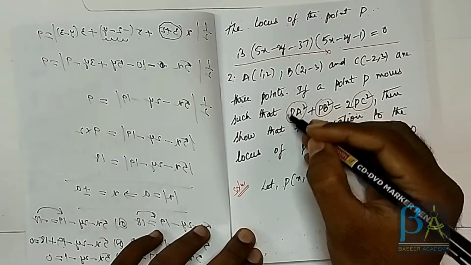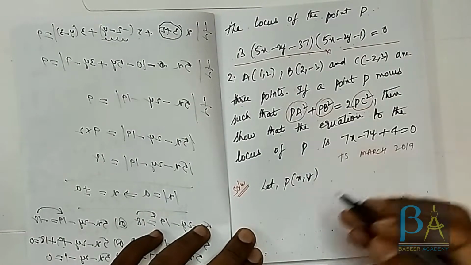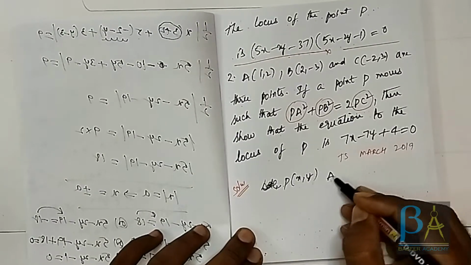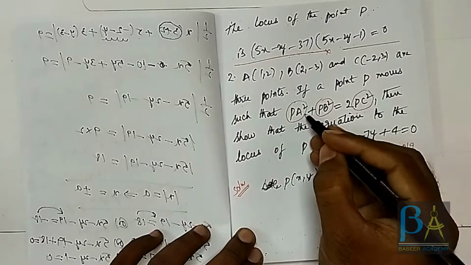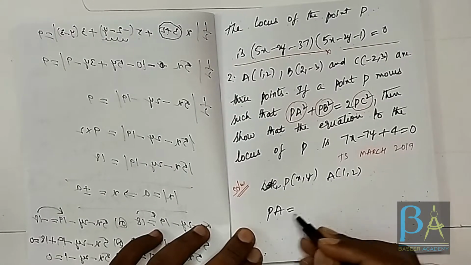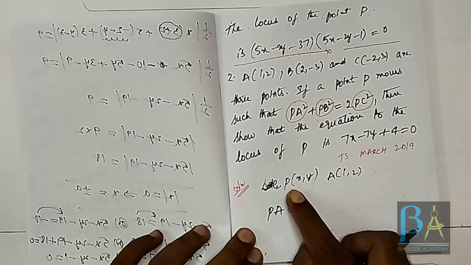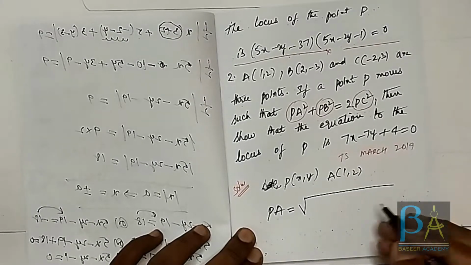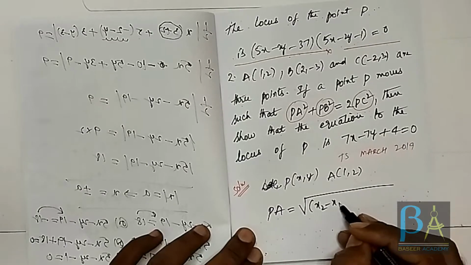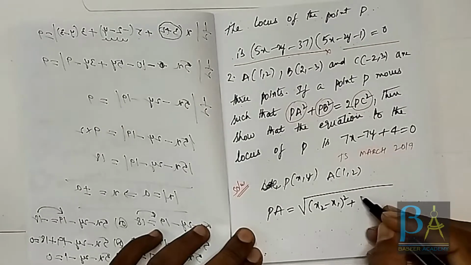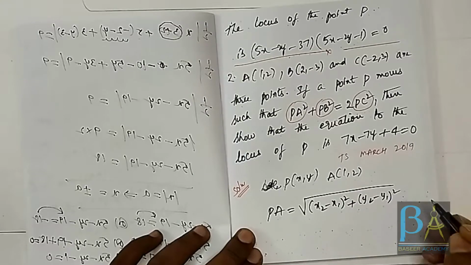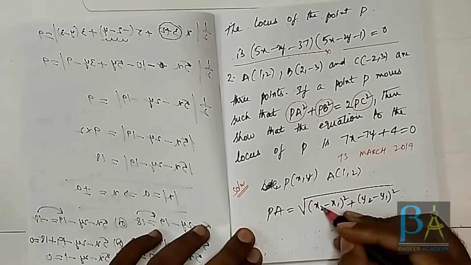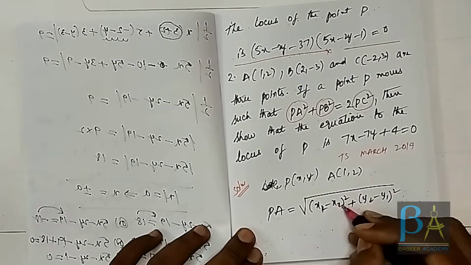Now, let us find out PA square. How much is PA square going to be? The point P is this thing, and then the point A is 1, 2. PA is nothing but the distance from the point P to the point A, and you know the distance formula already, right? The distance formula is square root of x2 minus x1 whole square plus y2 minus y1 whole square. Now remember, instead of writing x2 minus x1, you can write it as x1 minus x2 also.